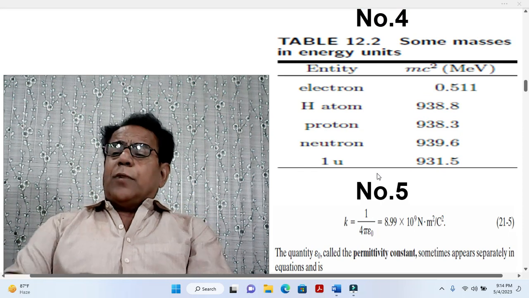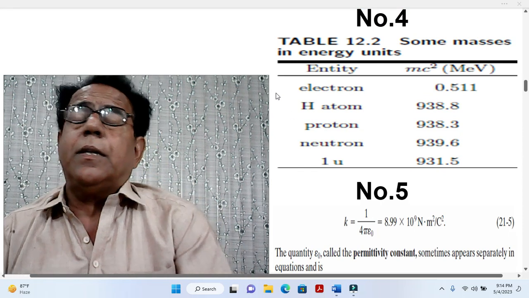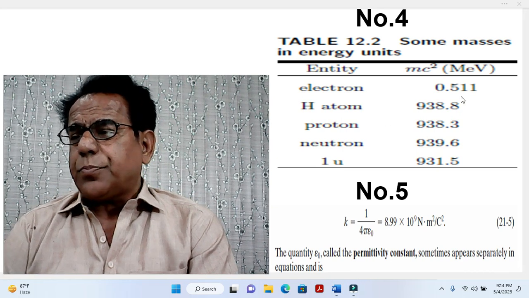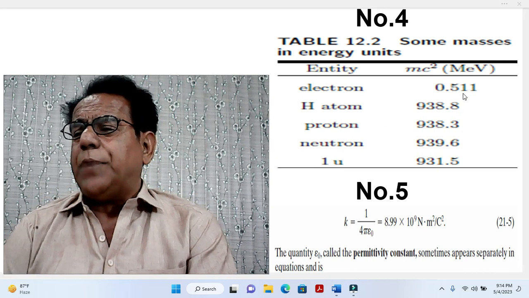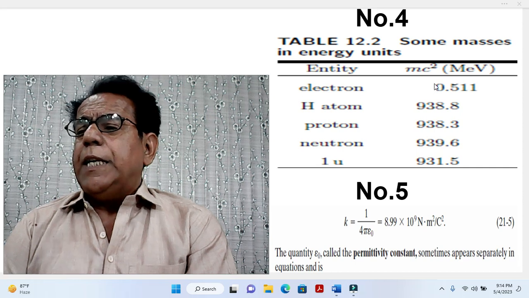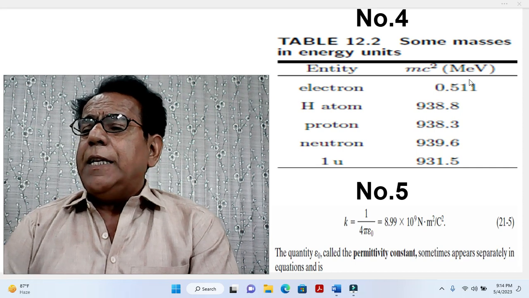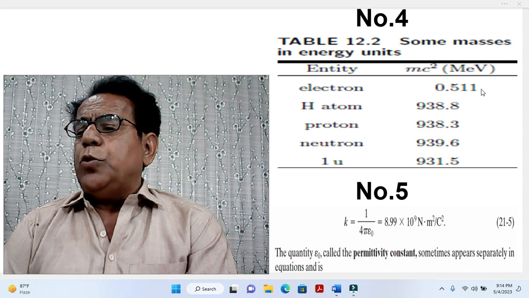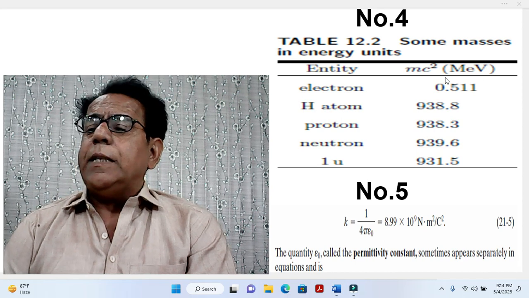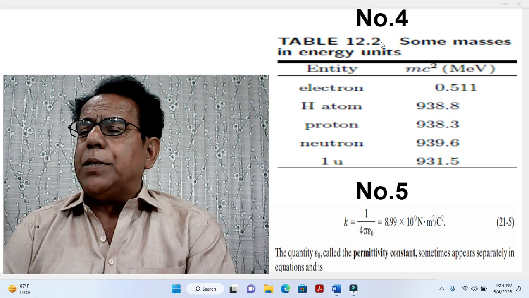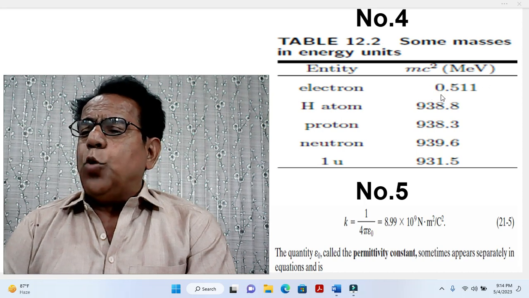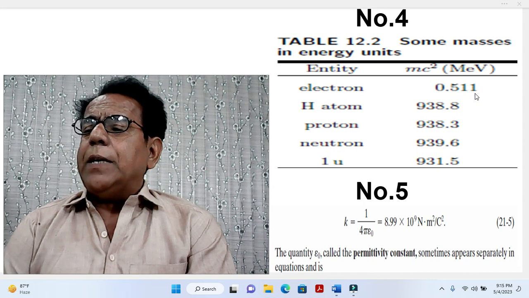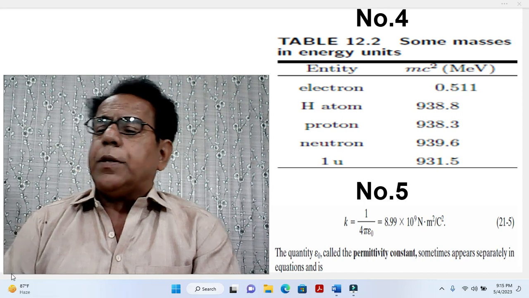This tool has also been used several times in our previous problems. From this tool, this value, that is 0.511 million electron volt in place of mc square, or in place of this we may write it as 511000 electron volt. Okay, this value will also be used from this table.